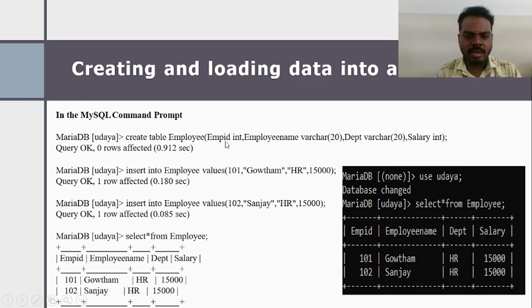For employee ID, the type of the column will be an integer. For employee name, it is a varchar. Department is a varchar type, and salary is an integer type. At last you need to terminate with your semicolon. Once you press enter, it will show the result as Query OK, 0 rows affected. So we have created the table.